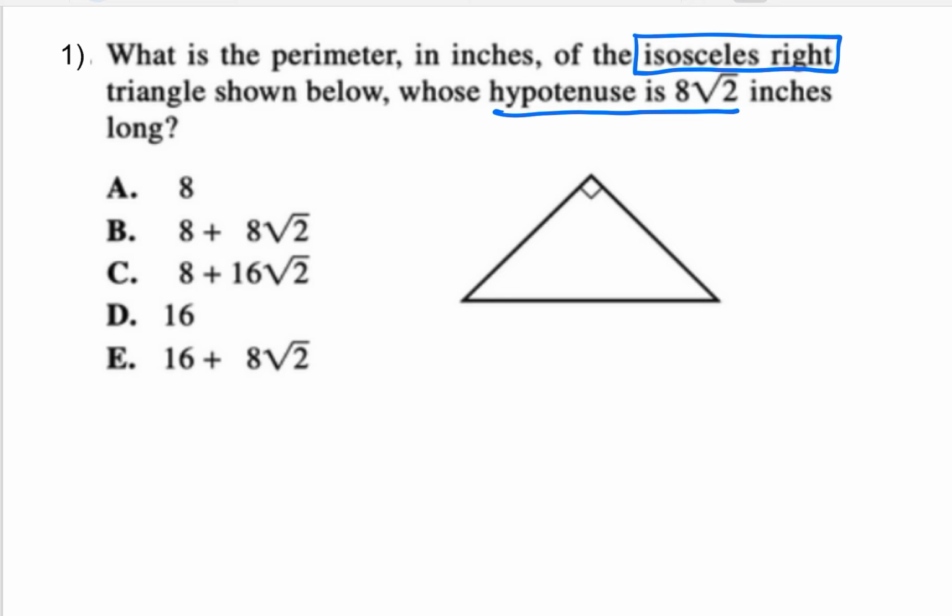If I'm going to use the Pythagorean theorem, that would be a squared plus b squared equals c squared. In the given, the hypotenuse, which is opposite the right angle, measures 8 square root of 2. Since we are given that it's isosceles, the legs are equal, but we don't know what they are, so we're going to represent them with x.